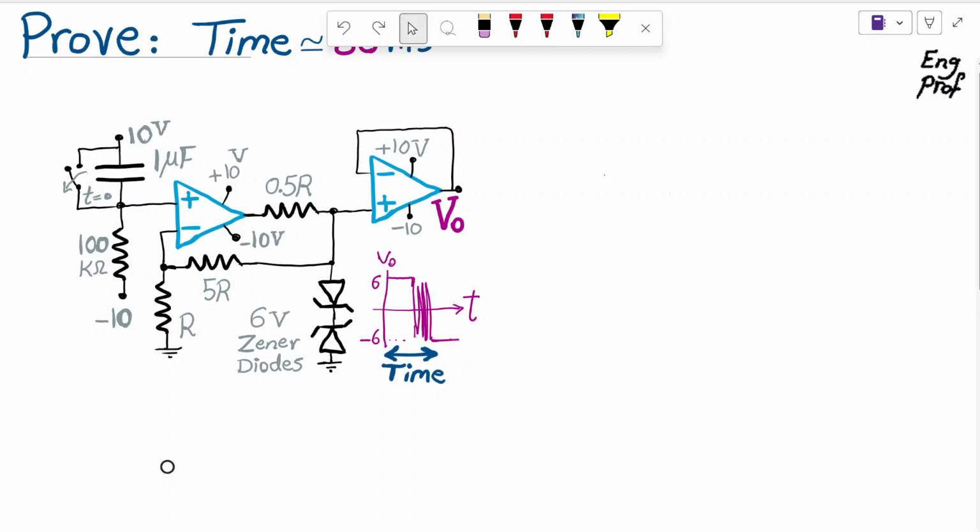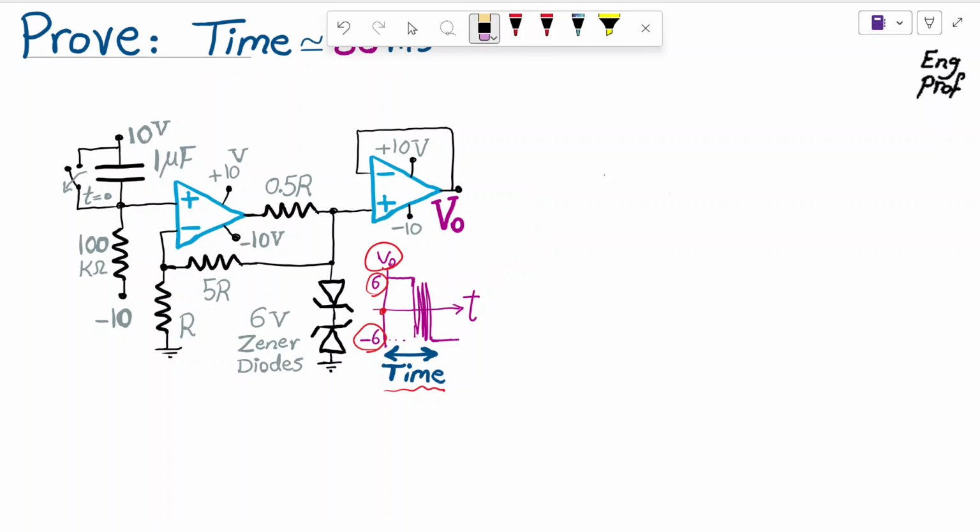In this active circuit that is designed using two ideal op-amps, we want to show that for the output voltage, if the waveform of the output voltage is like this, which at time 0 is 6 volts, and at some point after some amount of time it switches to negative 6 volts, as you can see after some transient, we want to show that the time it takes to get to the final value of negative 6 is about 80 milliseconds.